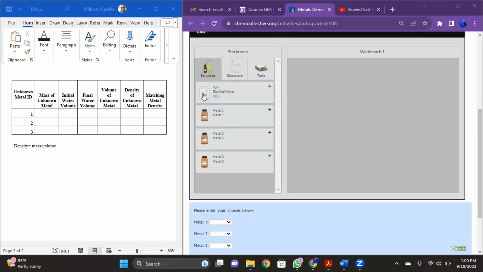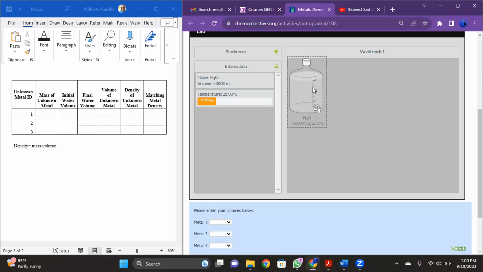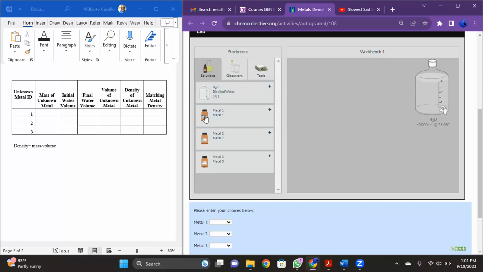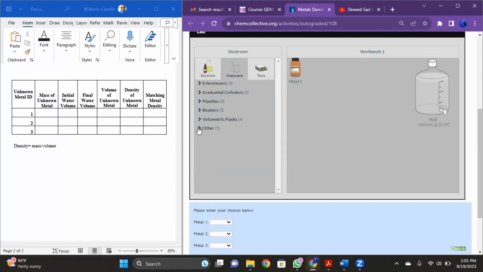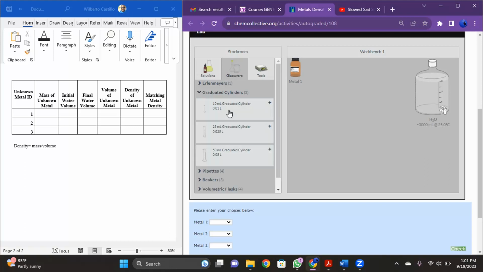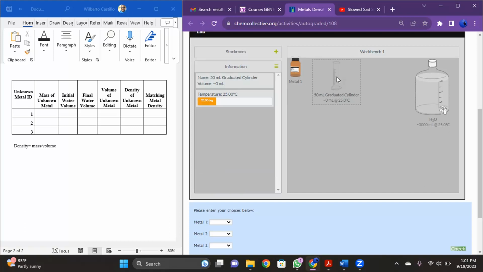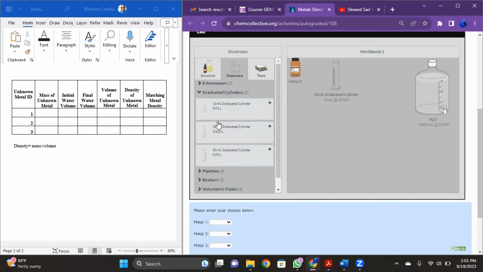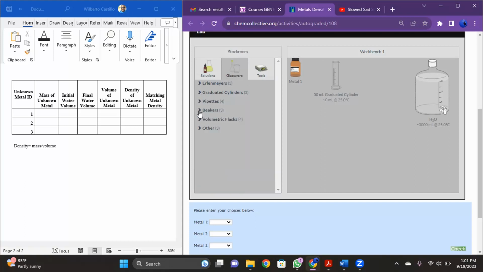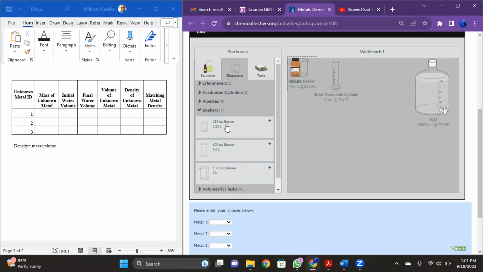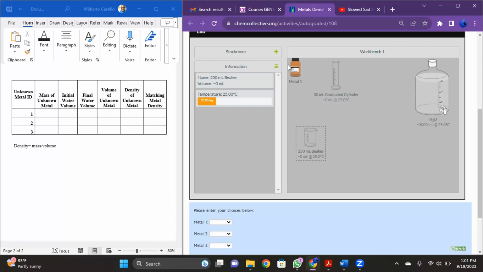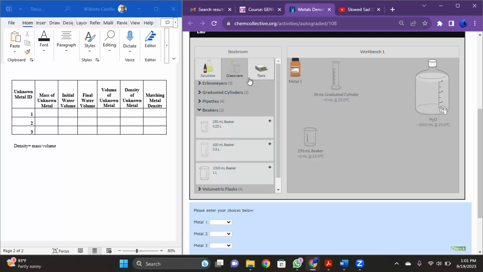So with that said, our materials: we're going to be needing water, of course. We will definitely need our unknown metal. Let's start with metal number one. We will be needing glassware. Let's get some graduated cylinders. Let's get the largest one that we can, which would be the 50. Let's get ourselves some beakers so we could place the stuff in. Let's get a 250 ml, right? And we're gonna need a scale.